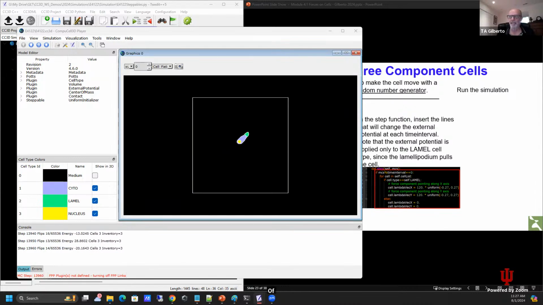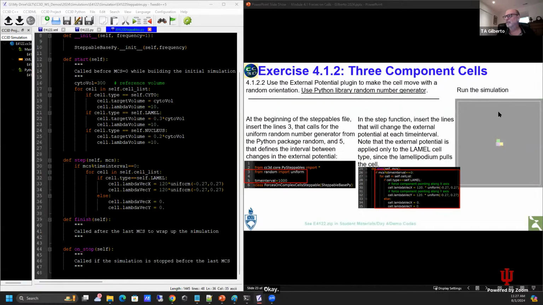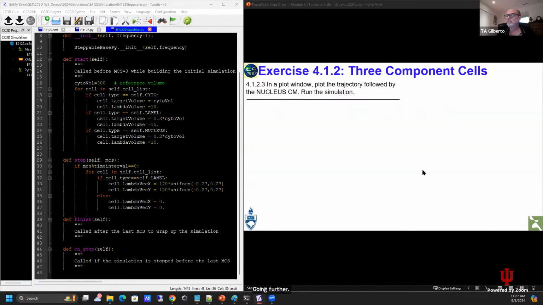Maybe another improvement on the cell would be to disappear the lamellipodium and make it appear in another place, like real cells do. Okay, going further. So you have seen now the simulation.